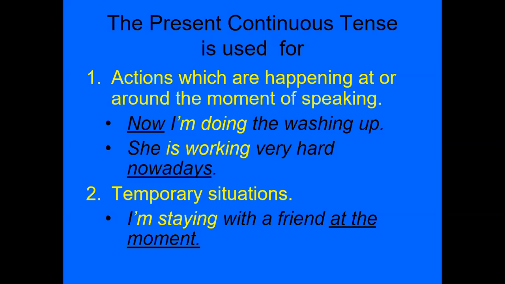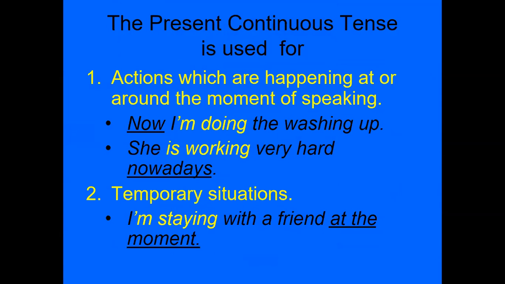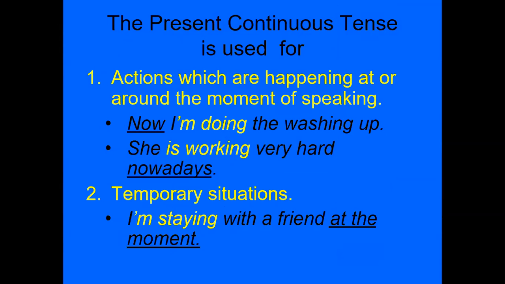So you're gonna use some common phrases like now, right now, at the moment, nowadays. So you're gonna see the example. Now I'm doing the washing up, or she's working very hard nowadays. The second use of the present continuous is when you want to talk about a situation that is temporary. Okay, so you know that this situation is going to change. So you can see as the example, it says, I'm staying with a friend at the moment.